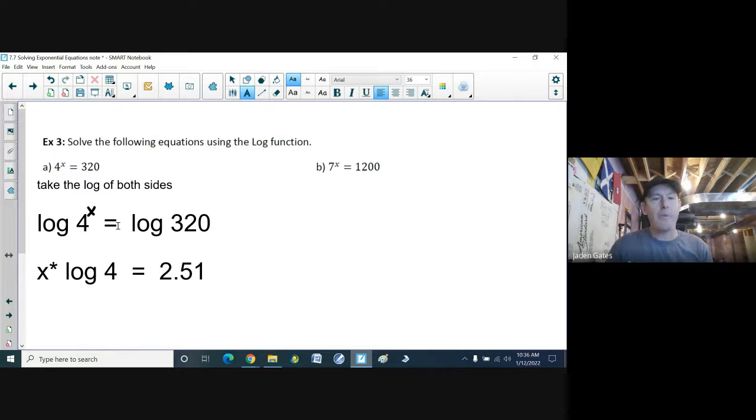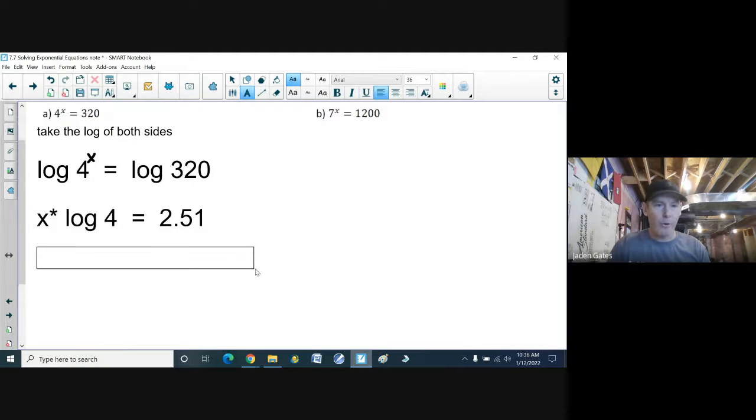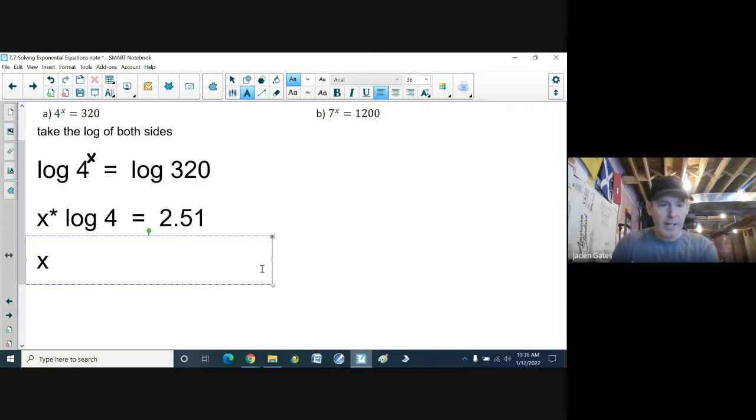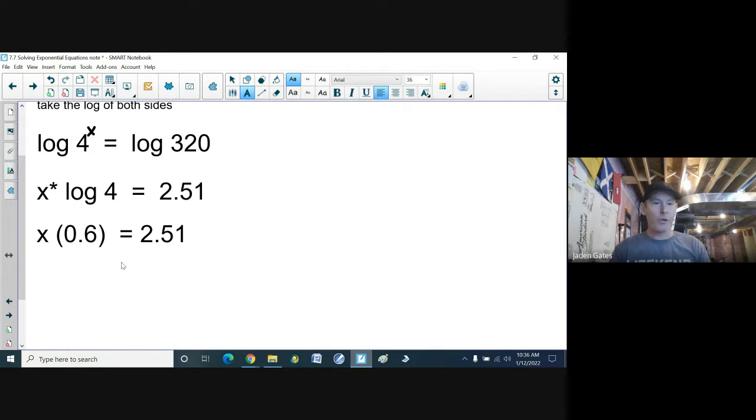So now what's happened is, because I used that log rule, the x is now a normal number, just like we're used to before. And in fact, I can find the log of 4. Again, it's going to be a small number because 4 is already a small number. I take the log of 4, I get 0.6, so 0.6x equals 2.51. And now what we have is an equation that we're used to solving.